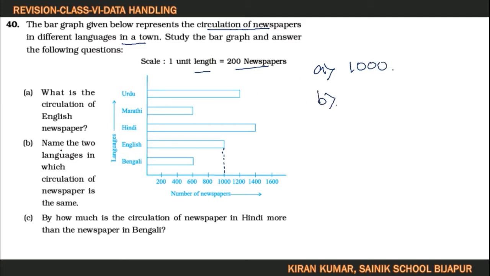Second, name the 2 languages in which circulation of newspaper is same. Identify Bengali as well as Marathi, they have got the equal number of distribution. So the answer is Bengali and Marathi.